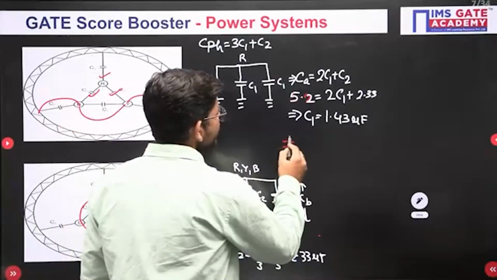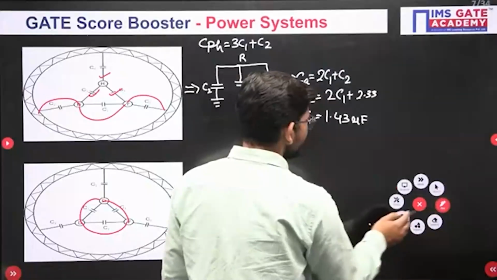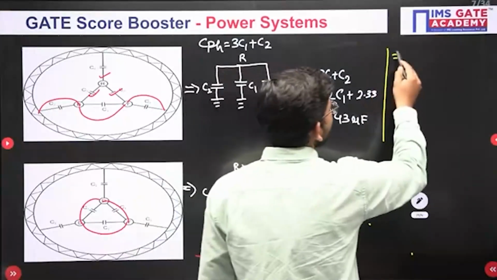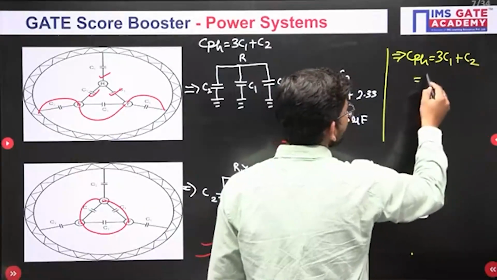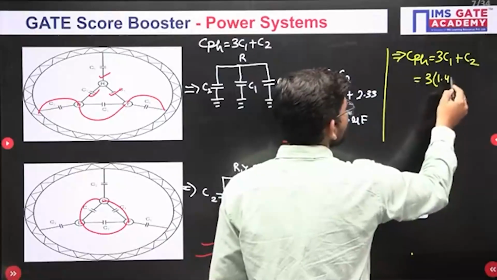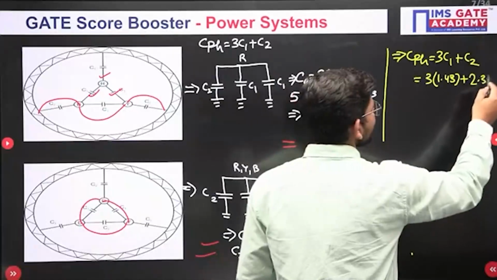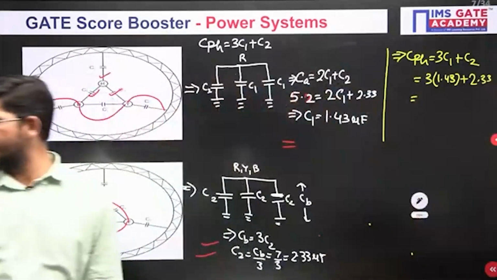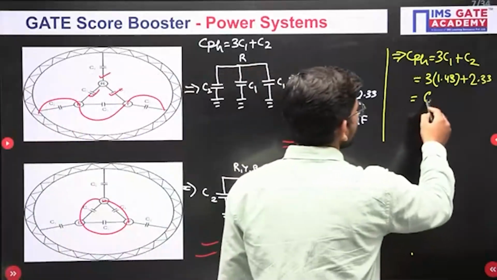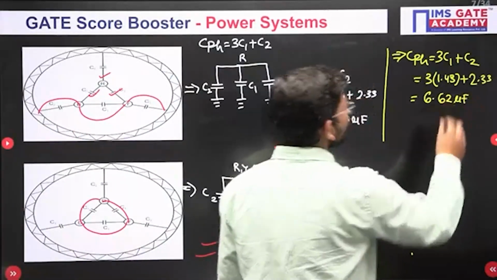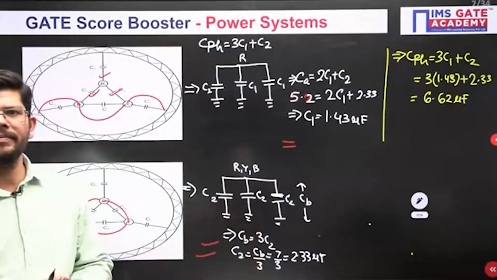Now if C1 and C2 are known to us, what will be the C phase? C phase will be 3C1 plus C2. So just put the values: C1 is 1.43 and C2 is 2.33. What value of C phase will you get? You will get 6.62 microfarad. This will be the value of C phase. So up till this step, Prakhar, are you also getting the same answer?